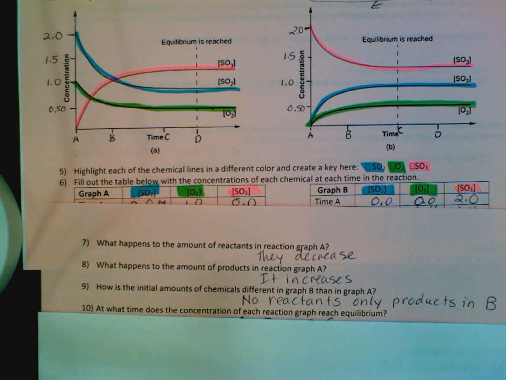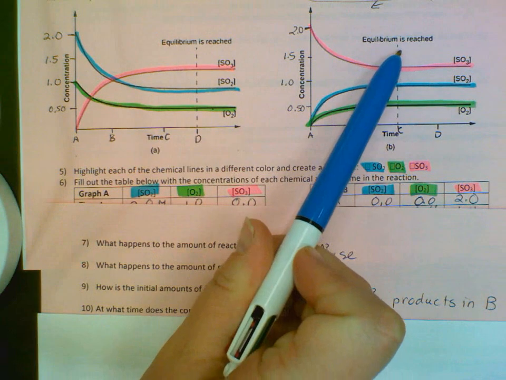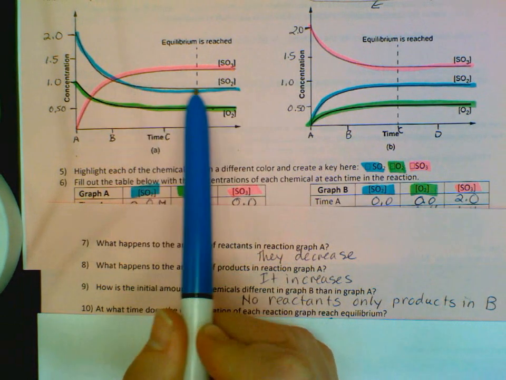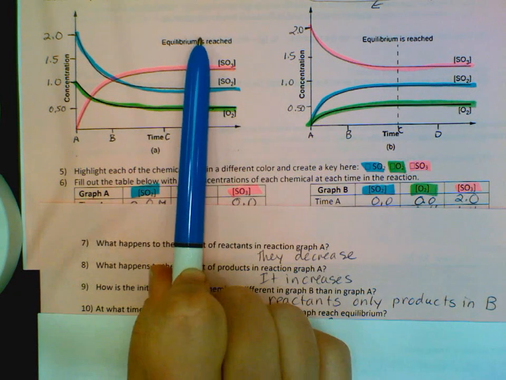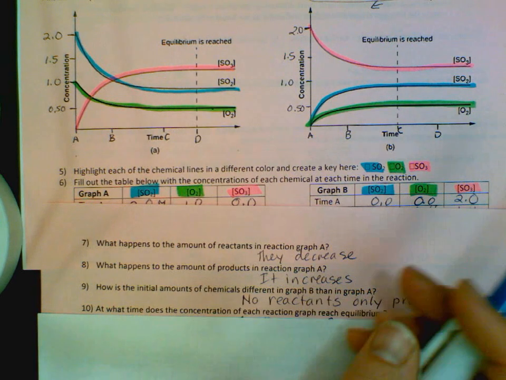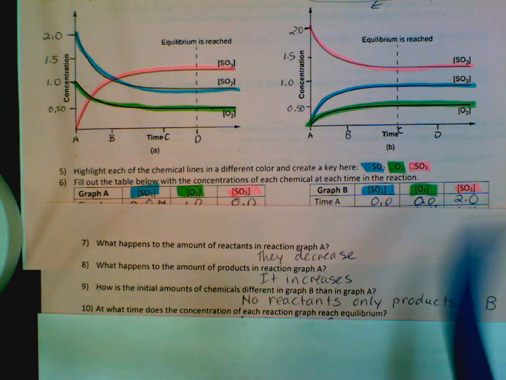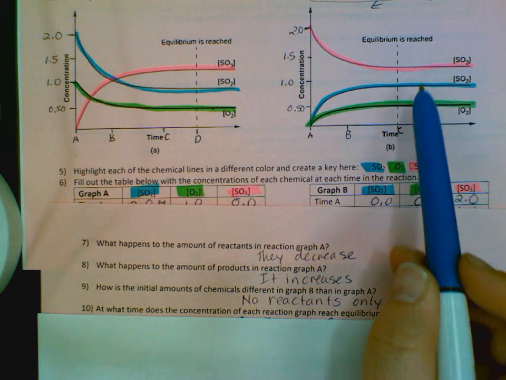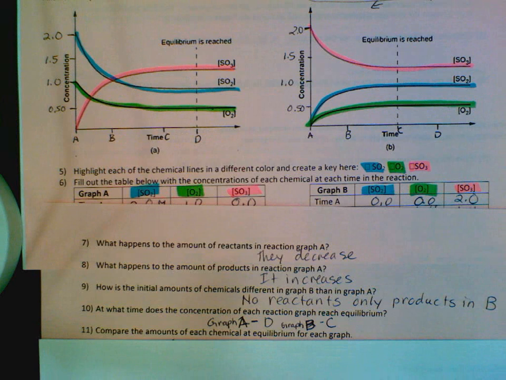So at what time does the concentration of each reaction graph reach equilibrium? So we can see equilibrium is reached on both graphs. And you can see that it's when our lines really flatten out. This line could have probably been scooted over a little bit. They're being a little conservative on that, but in graph A, it reached equilibrium at point D, and in graph B, it reached it at point C. So graph A reached it at point D, graph B, it reached it at point C.